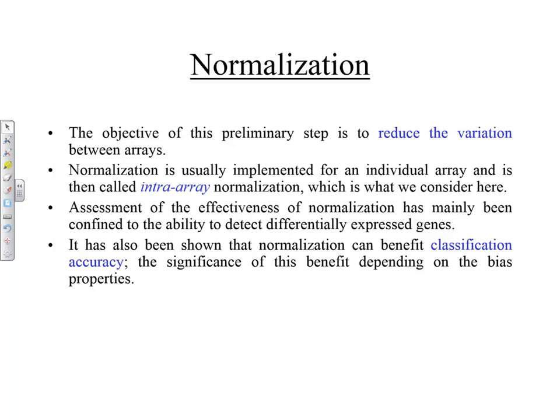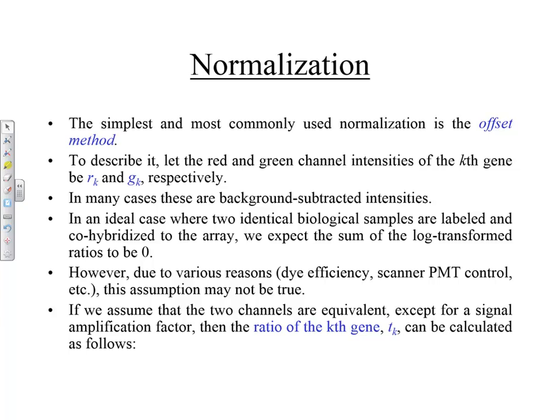So let's look at normalization of microarray data. The simplest and most commonly used normalization is what is called the offset method. To describe it, let the red and green channel intensities of the kth gene be denoted by R sub k and G sub k respectively. In many cases, these are background subtracted intensities. Now, in an ideal case, at the same spot, two identical biological samples are used.